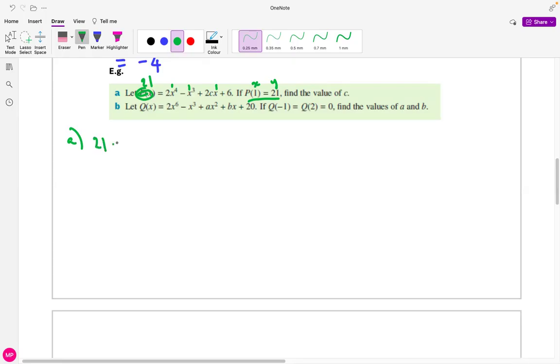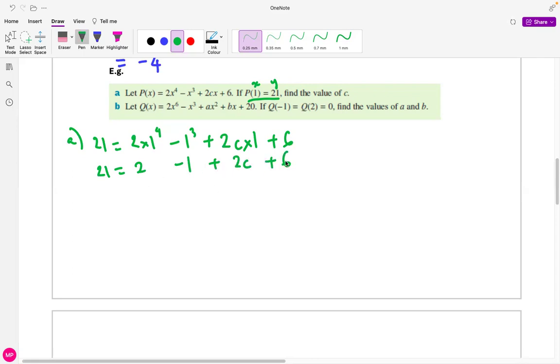Okay. So we have 21 equals 2 times 1 to the 4 minus 1 cubed plus 2c times 1 plus 6, like that. And then what we do next is we just solve for c. So we have 21 equals 2 minus 1 plus 2c plus 6. 2 minus 1 is 1, 1 plus 6 is 7, so 21 equals 7 plus 2c. We take 7 to the other side, 21 minus 7 is 14. 14 equals 2c. So dividing by 2, we have c equals 7, like that.